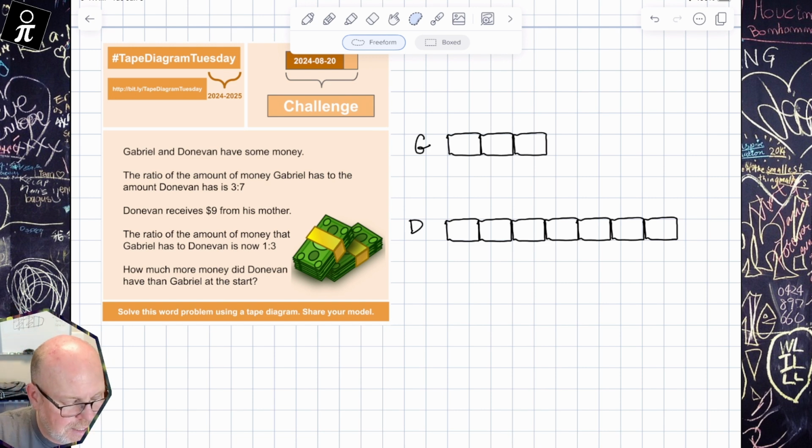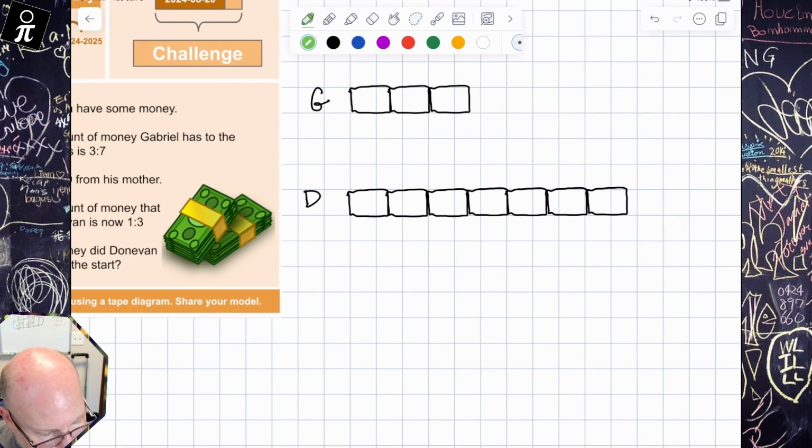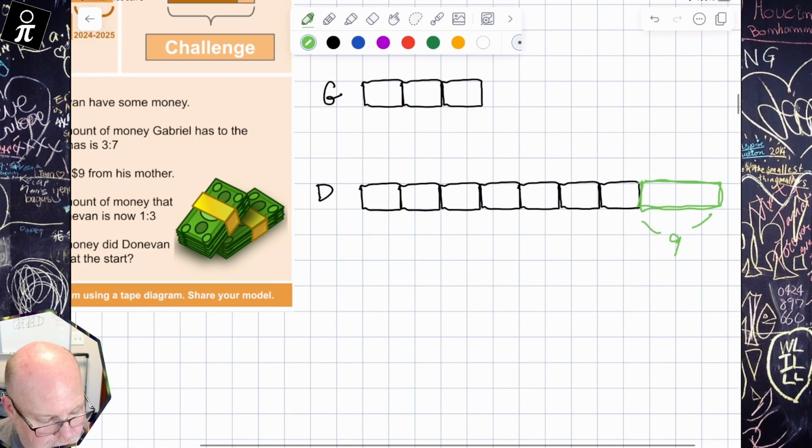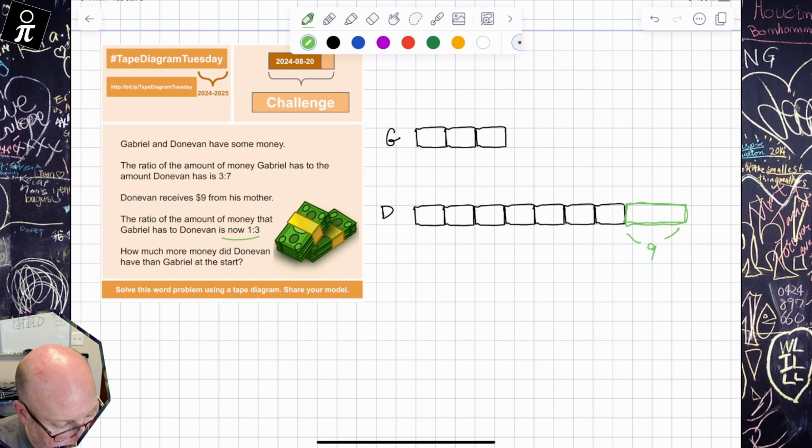Donovan receives $9 from his mother. I don't know what that's going to look like, but let's just do it in green. And he receives $9. I don't know what $9 is going to look like. Let's just pretend that right there is $9. But here's the point. It says the ratio of Gabriel to Donovan is now 1 to 3.